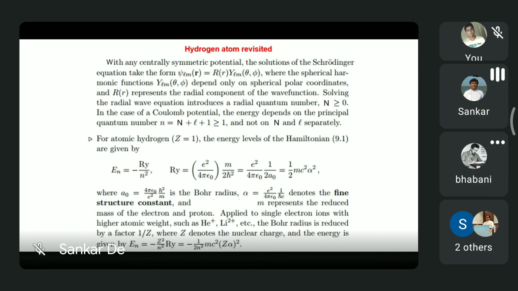Yes, so we can write this Bohr radius in this form, 1 by Z. And the energy can be given in this form, as given at the bottom, minus Ze square by n square. Here, for hydrogen-like atoms, you can write the energy in this form, which is also equal to minus 1 by 2n square mc square Z alpha square. This is clear, right? Yeah. Someone must have fallen asleep.